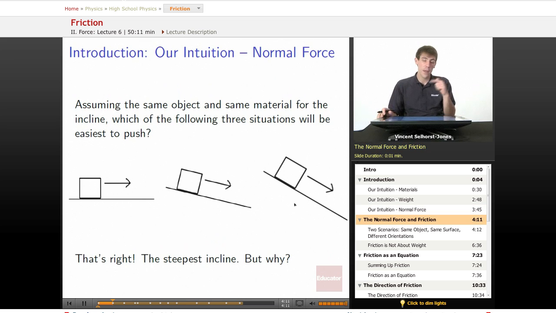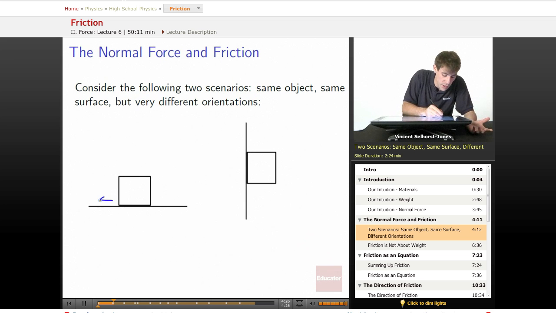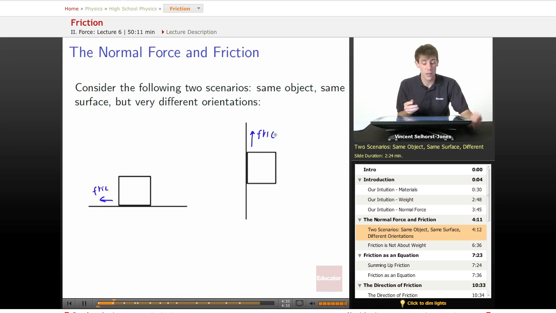Why is that? Well, we can explore that idea by looking at 2 extreme scenarios. The exact same object and the exact same surface, but very different orientations. One of them is a horizontal orientation, the other one's a vertical orientation. Which one of these is going to have more friction going this way? So here's our friction force, here's our friction force. Which one is going to experience more? The one that's sitting on it.